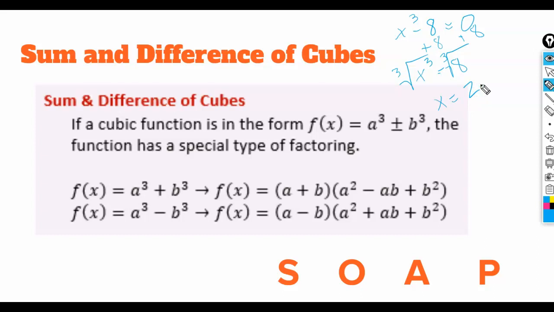We don't do plus or minus with cube root because the cube root of negative 8 would be negative 2, and the cube root of positive 8 would be positive 2. The problem with this is it's x cubed. I know that it has to have 3 roots, and so if I'm looking for all of the roots, not just the real roots or the rational roots, this only found me 1.